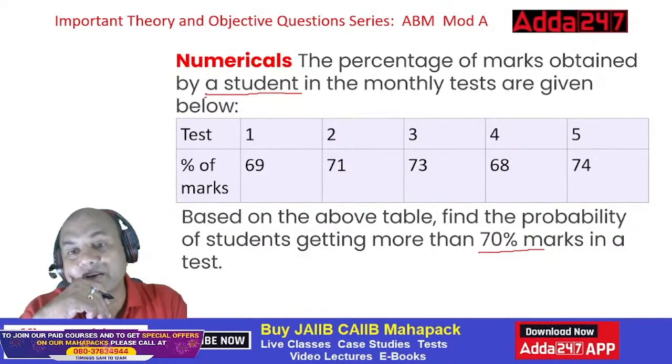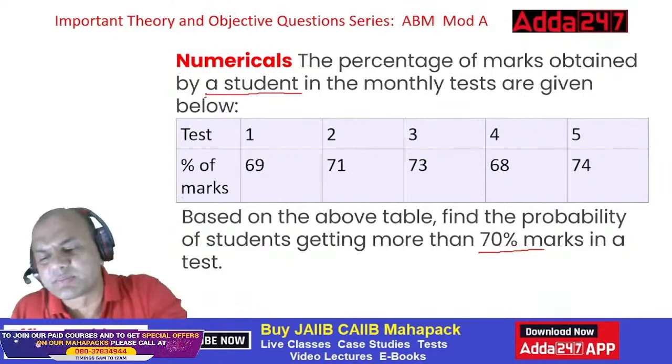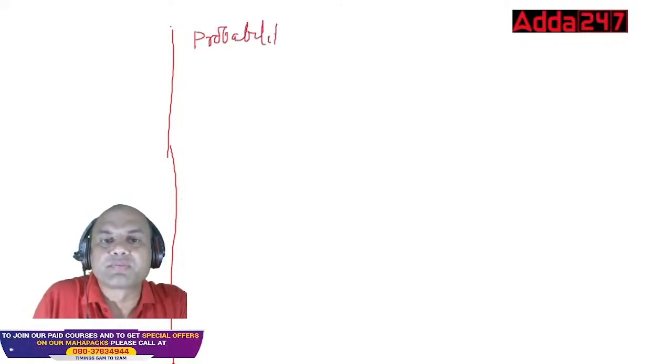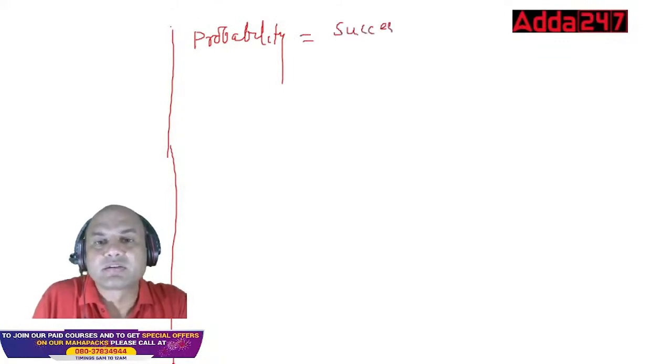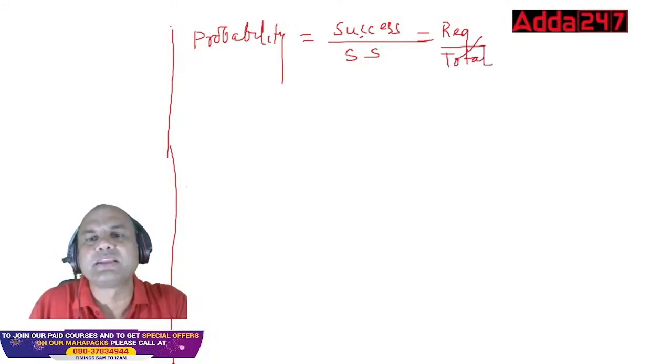Now this is something different, isn't it? What is the answer? Answer it, everyone. How many of you can answer this? Let me see. Very simple. See here, what is the formula for probability? Let me draw a line over here, otherwise it will hide behind my video. Probability equals what? Success, whatever is the success criteria, upon sample space, total sample space, or you can simply call it required upon total. It's that simple. We should always keep the formula in simple language.